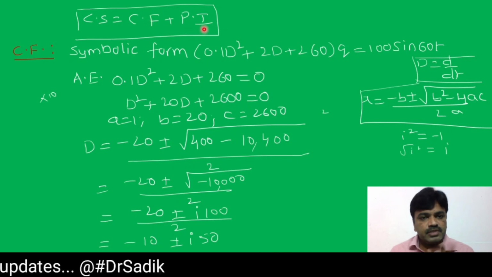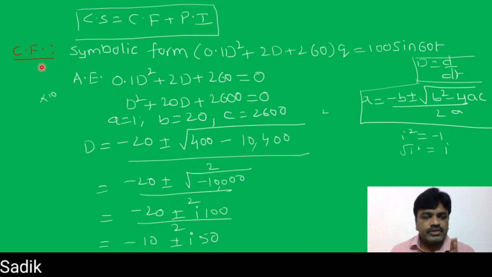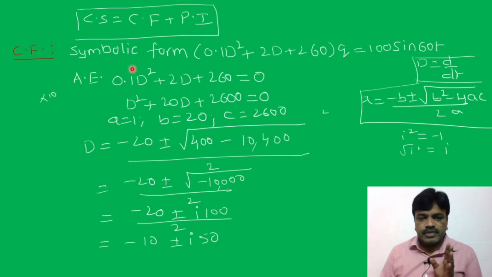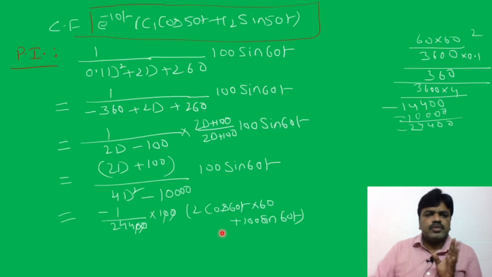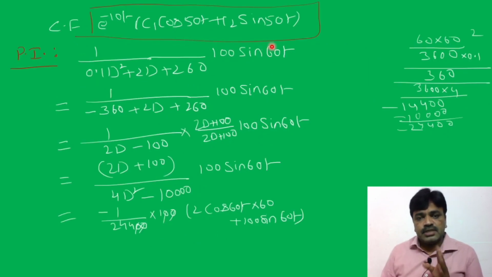Complementary function plus particular integral. First I want to find the complementary function. Symbolic form right here, and then the auxiliary equation. You make the quotient equal to 0, I apply some formulas here, and finally get minus 10 plus or minus i 50. So clearly the complementary function is e power minus 10t into c1 cos 50t plus c2 sin 50t. And then the particular integral: replace d square by minus 60 square, I simplified here, finally I get 1 by 2d minus 100 into 160t.